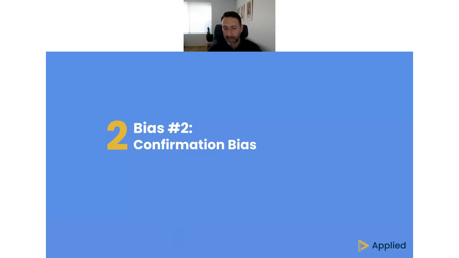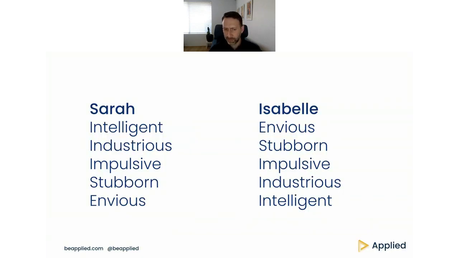Now I'm going to jump back into these biases in depth. The second one I'm going to talk about is confirmation bias. You've probably heard of this before, but here's a really great illustration of it. I want you to ask yourself, who would you rather hire, Sarah or Isabel? Just read them quickly yourself and then decide. And then I'll read through it and talk you through it.